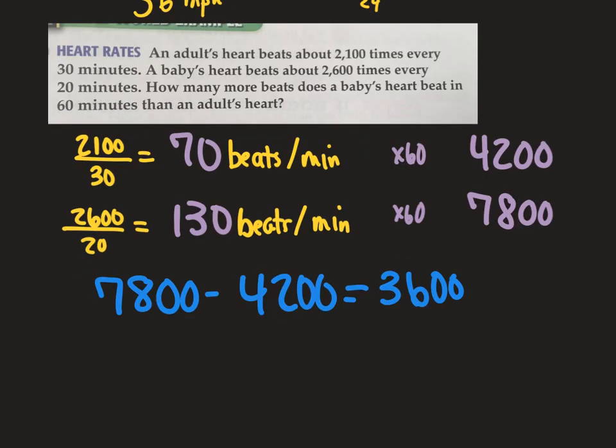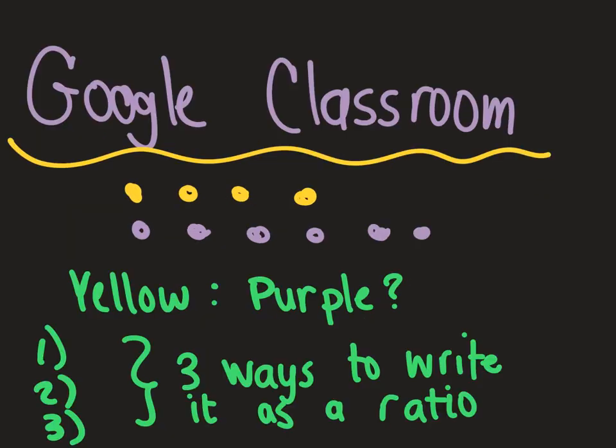All right, here's what I got. I divided and I got 70. I divided and I got 130. I took this number times 60 and got 4,200. I took this number times 60 and got 7,800. Then I came down here and subtracted. In 1 hour, the baby has 3,600 more beats than an adult. Whew.